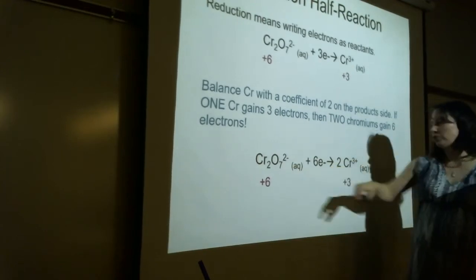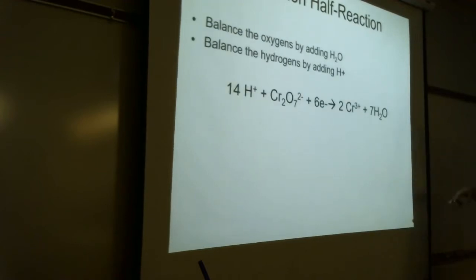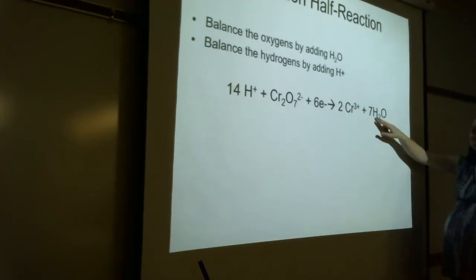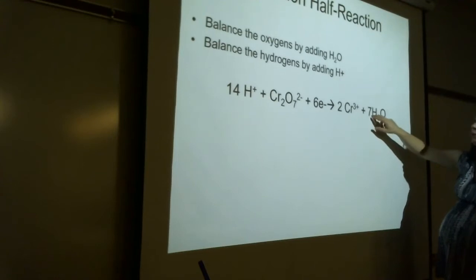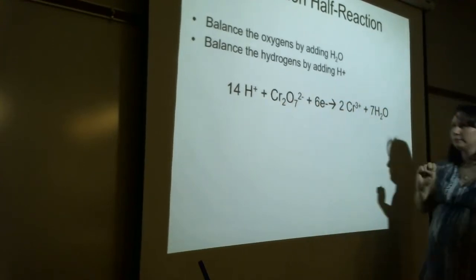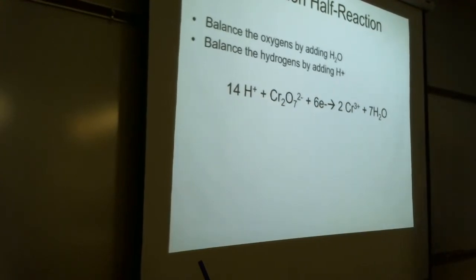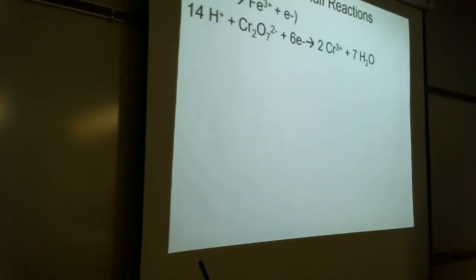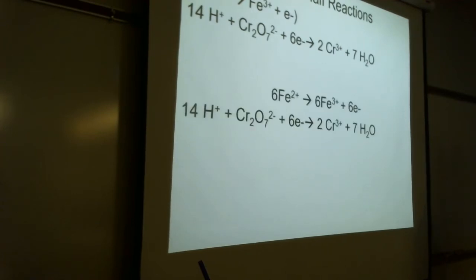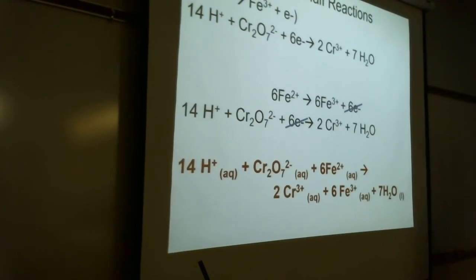And then how do we deal with the oxygen? Well, we've got 7 oxygens, so we need 7 H2O, and that puts us in a problem because we have to deal with the hydrogen now, so we put 14 H plus on this side. So now we've got a reduction half reaction that's ready to add. Right? So we multiply the top one by 6, because coefficient here is 1, coefficient here is 6, so that's an easy transition to make. And then add, and we get our final answer.